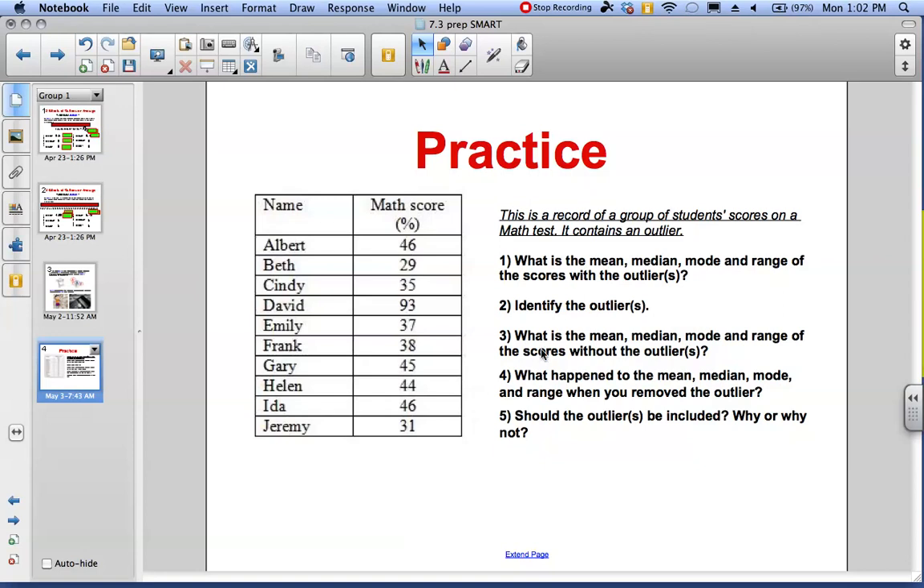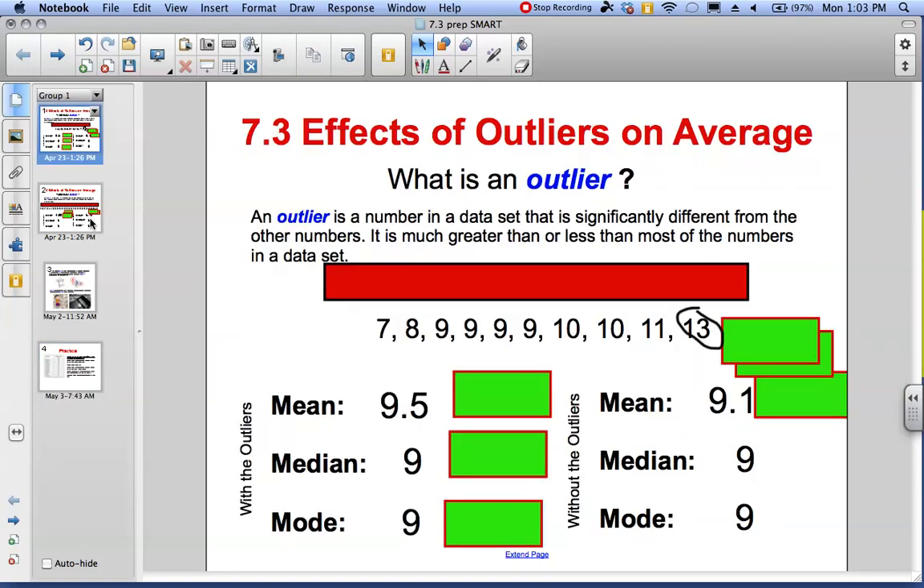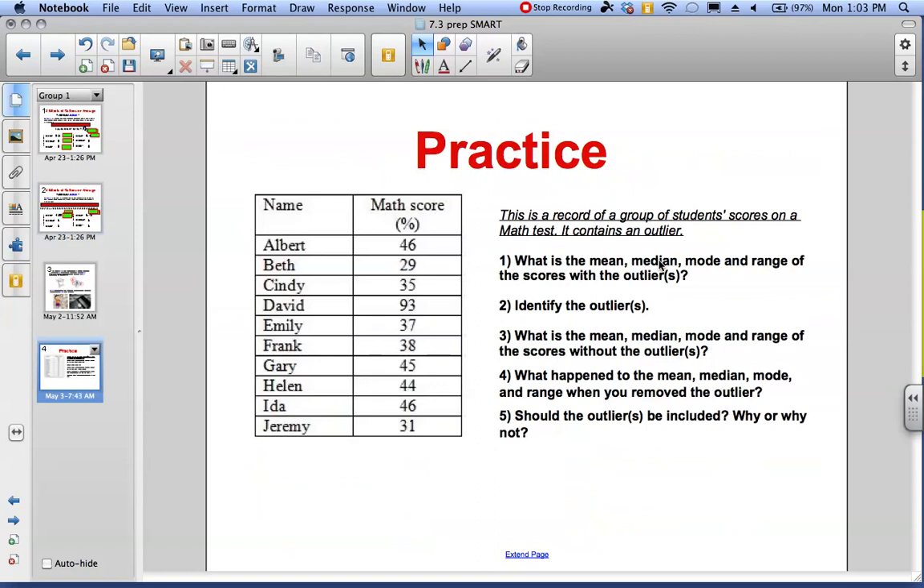Number 4, what happened to the mean, median, mode, and range when you remove the outlier? You could say something as simple as the mean went up by a certain amount, the median changed or did not change, or the mode did not change. And in this case, for number 5, I want you to tell me, should the outlier or outliers be included, why or why not? Go back and look through the first 2 examples to help you figure out exactly if they should be included or not. Mean, median, mode, and range with the outliers, without the outliers. And then tell me what happened to them.